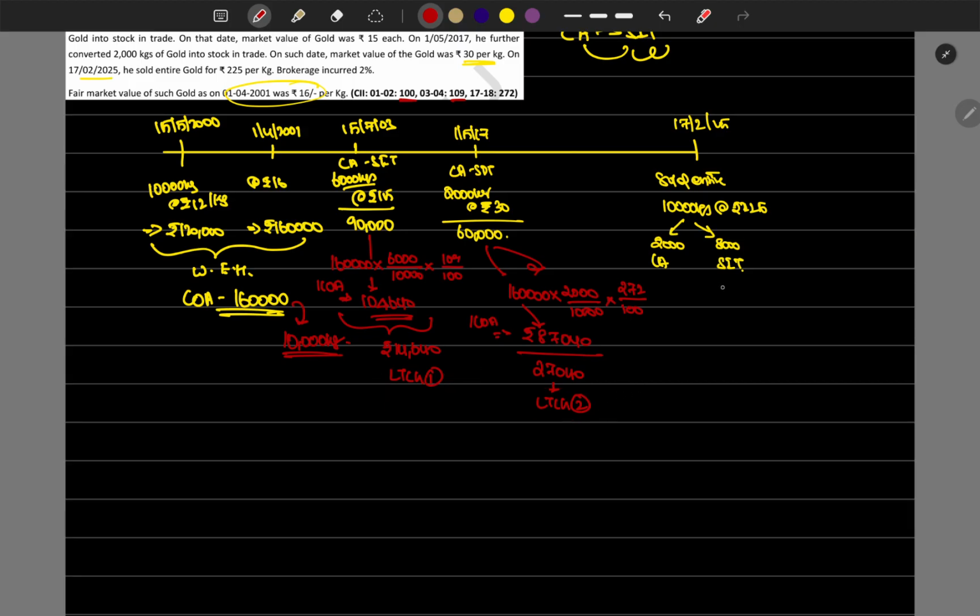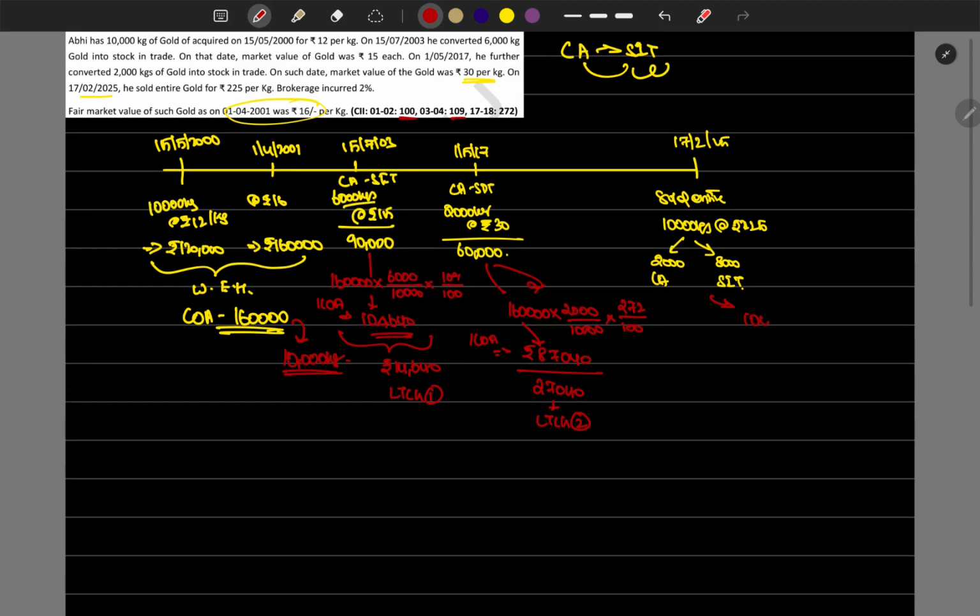What then? Hubby has sold 10,000 kgs of gold at rupees 225, which is 22,50,000 as the full value consideration. Is there any expense? Brokerage. He has incurred the brokerage cost, expenses incidental to the transfer, which is 2% of it, 45,000, the brokerage he paid. So the net value consideration is 22,05,000.